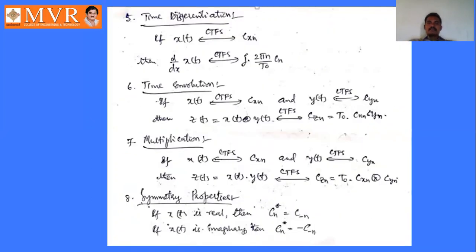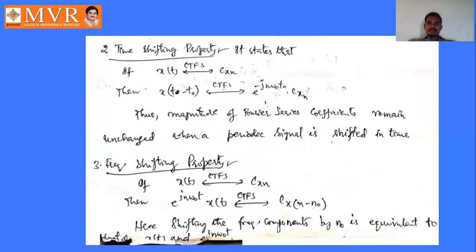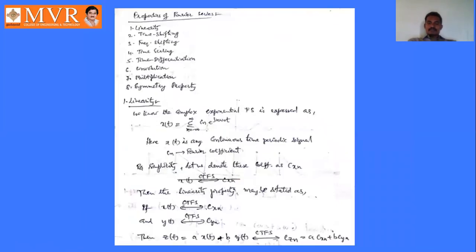Okay, these are the important properties of our Fourier series. These are all very, very important. There is a compulsory question on this, and it may be asked for 7 marks also. Please concentrate on this. These 8 properties are very, very important.